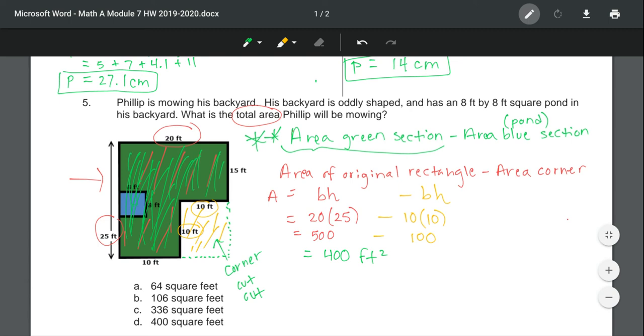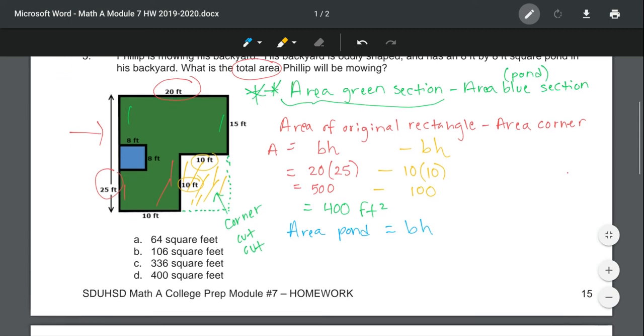Okay, so now to get the area of the mowing area, what Philip will be mowing, now we have to subtract the area of this blue pond. So let's figure out what the area of the pond would be. The area of the pond, it's also a rectangle, so it'd be base times height. So multiply 8 times 8, and you get 64 feet squared.